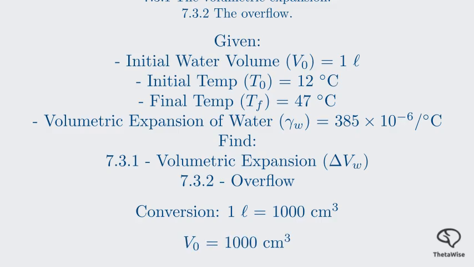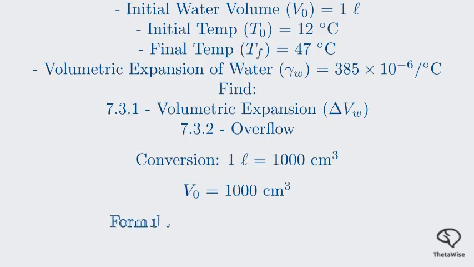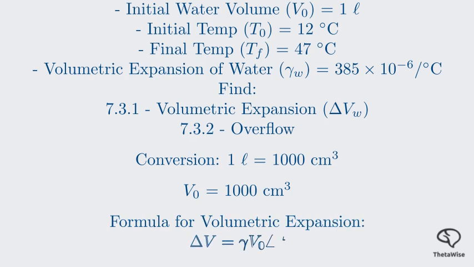Now let's find the relevant formulas on our sheet for liquid expansion. The only formula we need for this part is for volumetric expansion. Delta V equals gamma times V naught times delta T. We will use this to calculate how much the water's volume increases. With our data converted and formula ready, we can solve the first part.